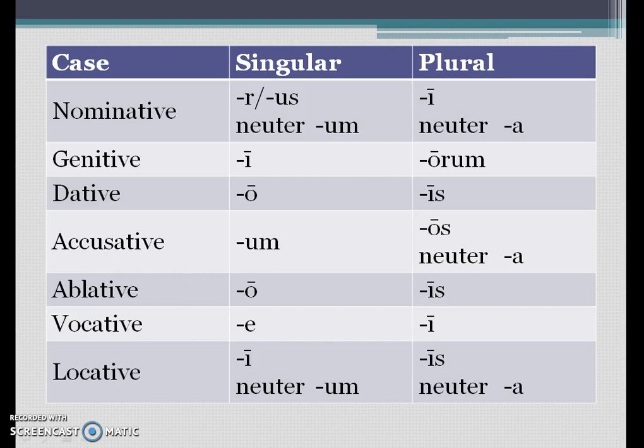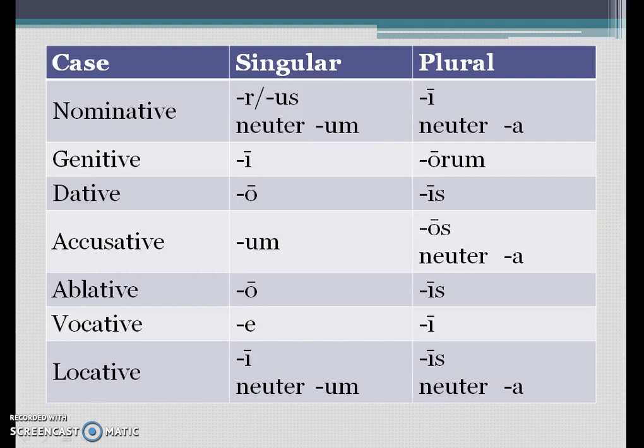Locative is different in the neuter, and most importantly, and this is a pattern that's going to repeat, nominative and accusative always have the same ending when they are neuter. So notice in the singular, it's UM for the nominative and for the accusative. In the plural, it changes to an A for both.